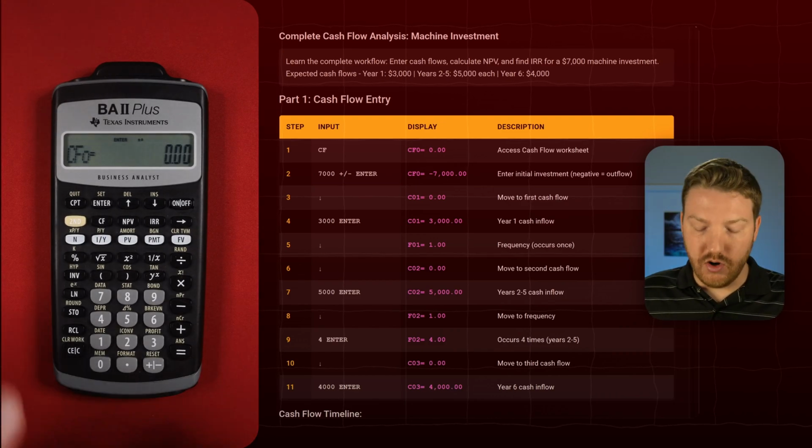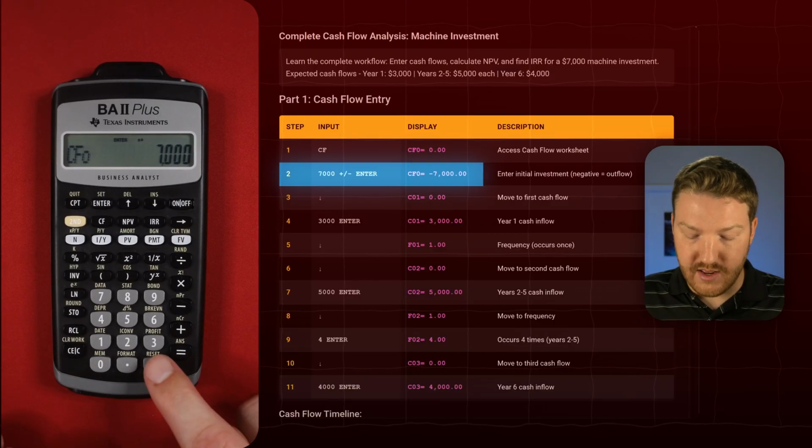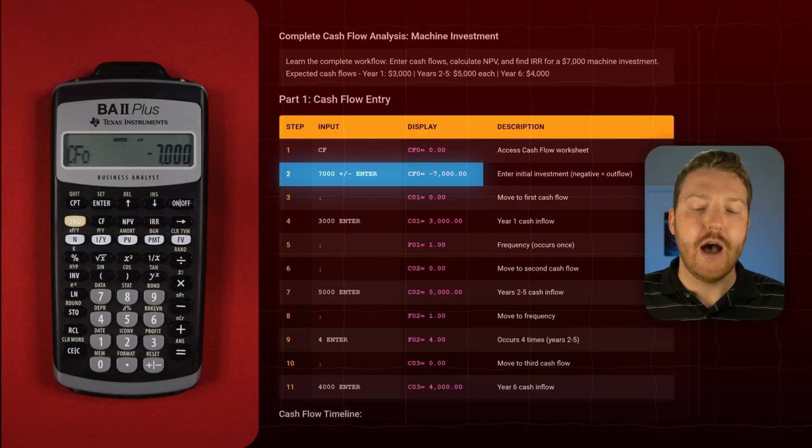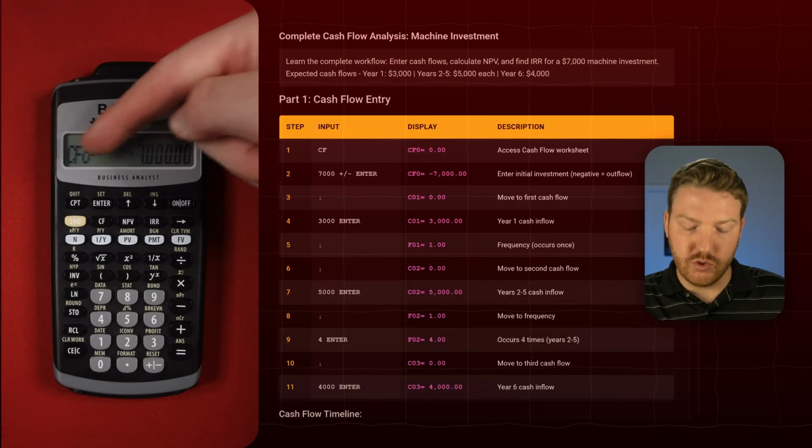So now we need to put in our initial $7,000 investment. So let's do 7,000 and then negative. Negative represents a cash outflow that we're going to pay. Then we'll hit enter to lock that in. And now we see the equal sign, it's locked.